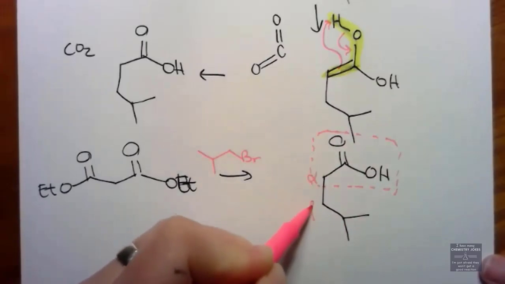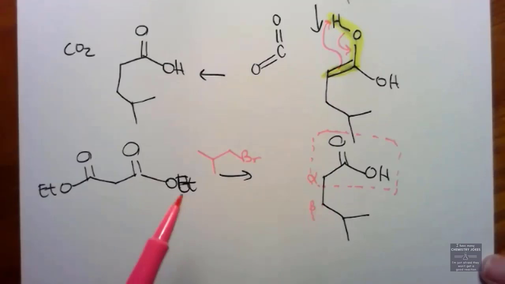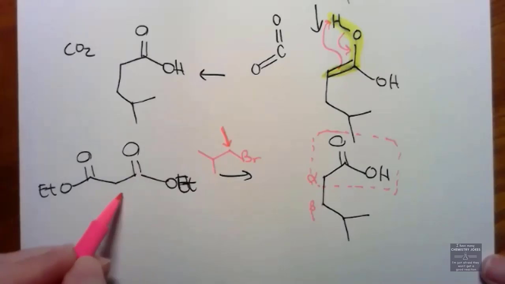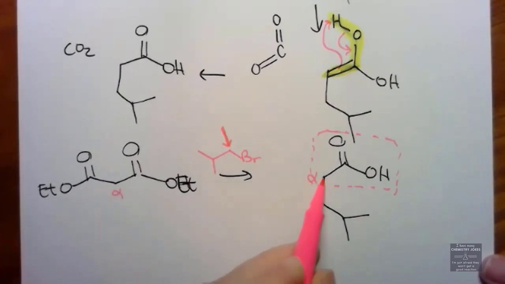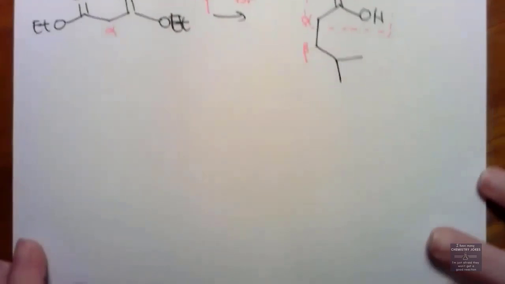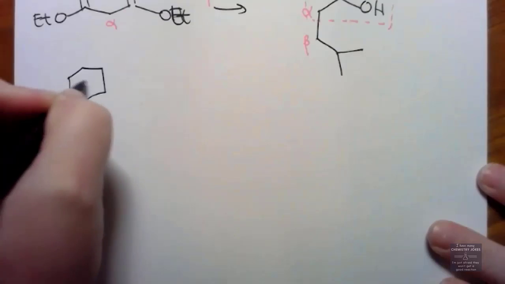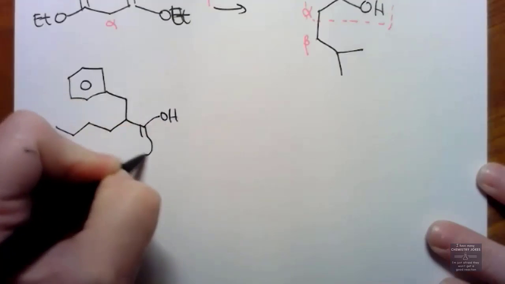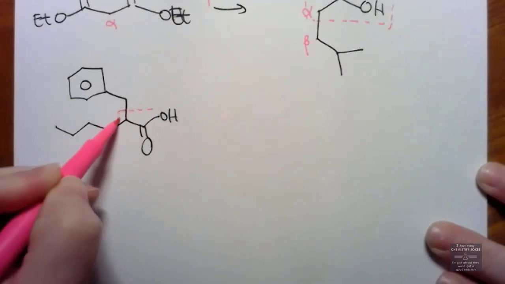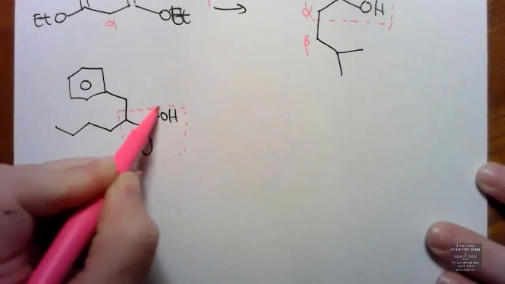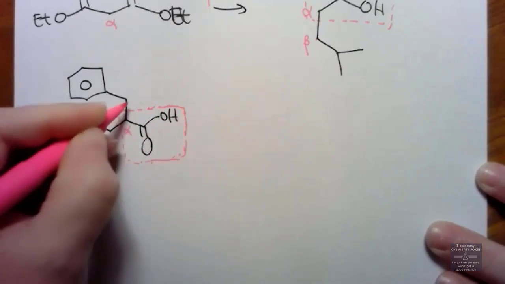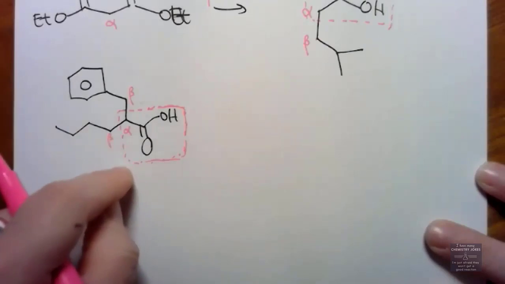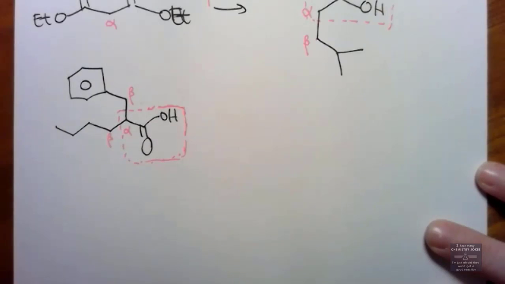We made a new bond between the alpha and the beta. The beta carbon was the carbon that got SN2'd upon. The alpha carbon is the carbon that was there all along. So if you were told, propose a synthesis of the following, if you recognize this is acetic acid, and I've got substitutions at the alpha carbon, yeah, you can make this thing through the malonic ester synthesis.